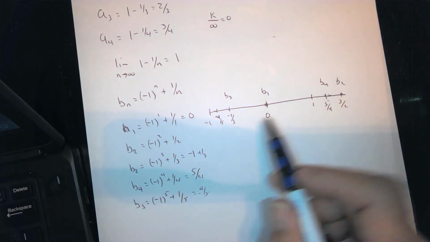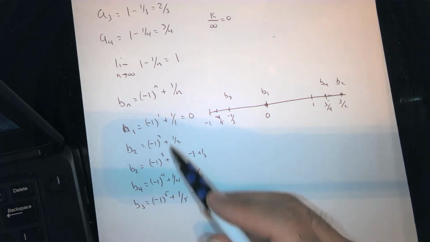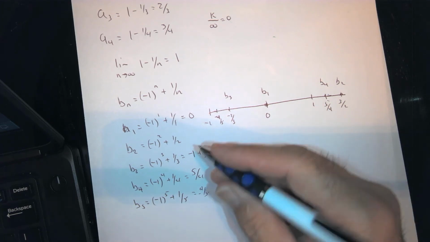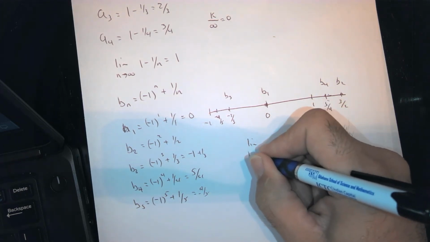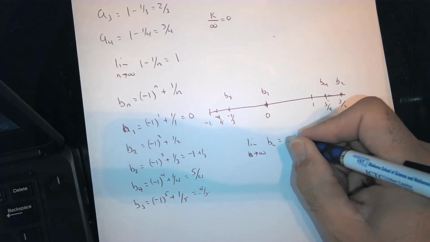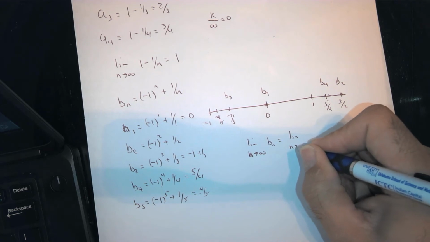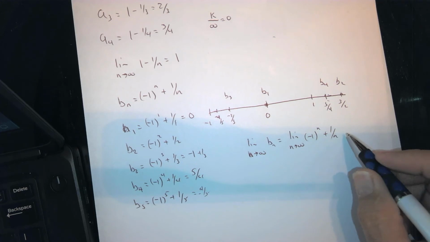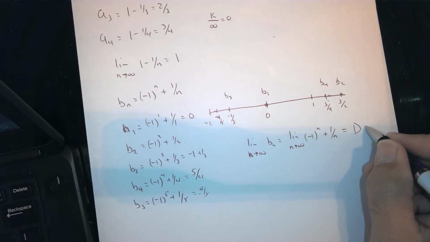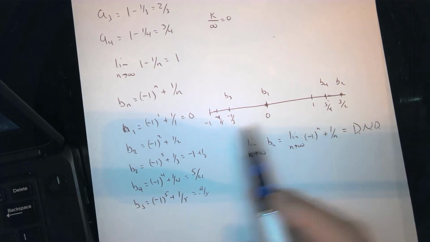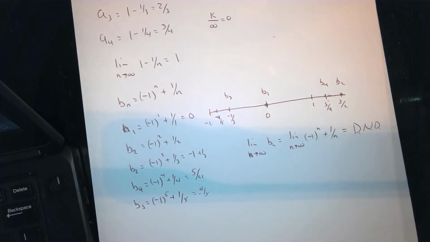And so what's happening, notice, depending on whether n is odd or even, is you're going to bounce back and forth between negative 1 and positive 1. So if we want to take the limit as n approaches infinity of b sub n, which is the limit as n approaches infinity of negative 1 to the nth plus 1 over n, this thing doesn't exist, because it's either positive 1 or negative 1 depending on what that n value is. Alrighty?